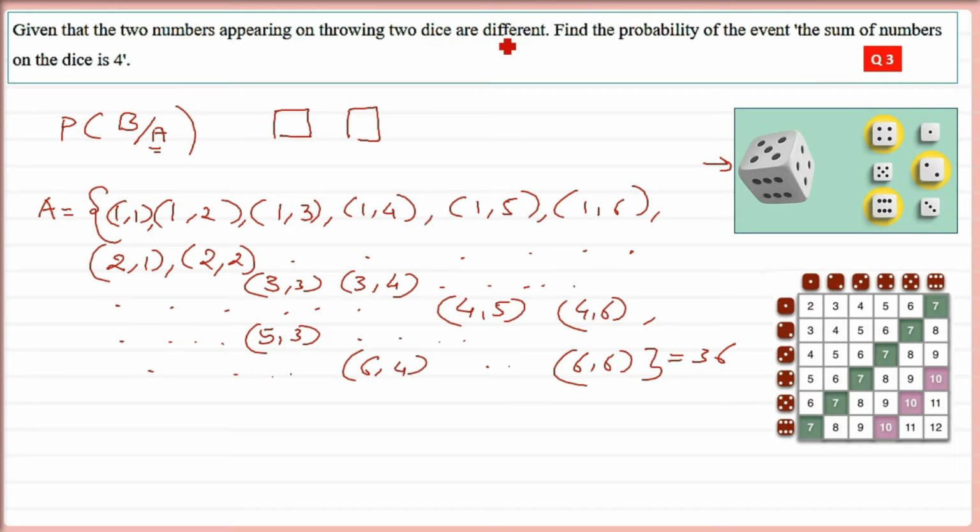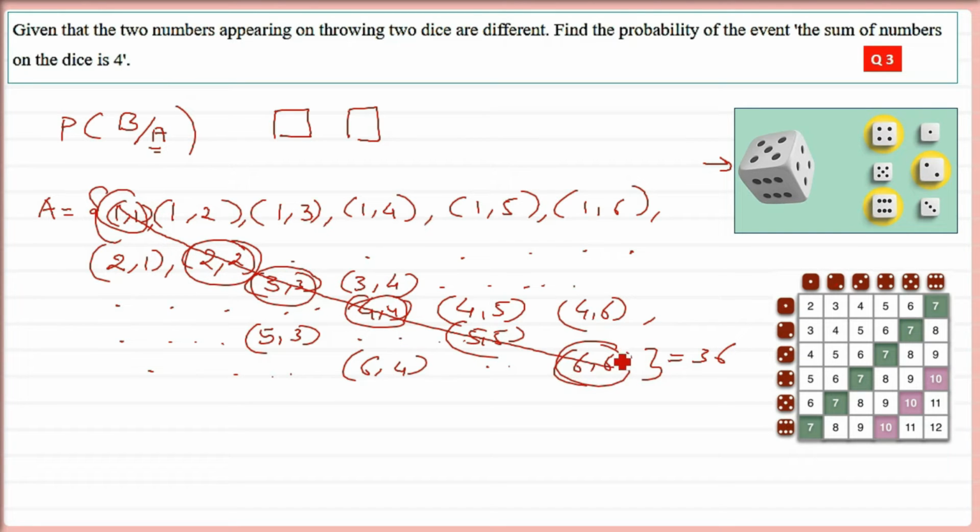Now given that the two numbers appearing on throwing two dice are different, that means we cannot take 1,1, we cannot take 2,2, 3,3, 4,4, 5,5, 6,6. That cannot be taken. So all these need to be excluded, because the question is straight away saying it is already given. B by A means A is already given, that the dice cannot have a similar number. So we have 36 in all.